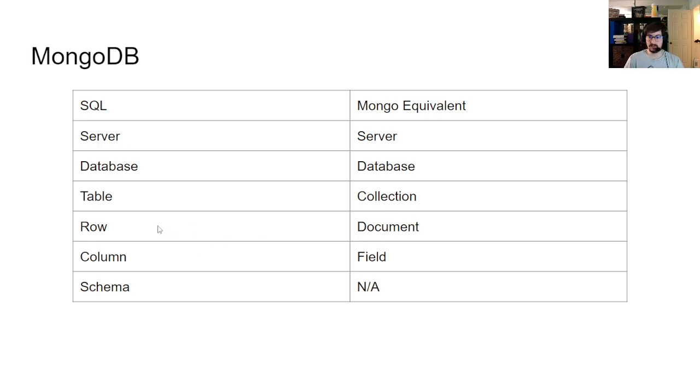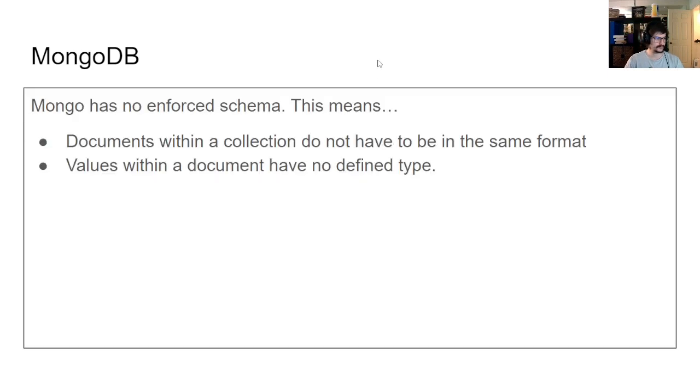In SQL, we have a row, so tables have various rows. In Mongo, we have documents. In SQL, we have columns, so the ID column, the name column. In Mongo, we have fields, because remember, these are documents, JSON documents. In SQL, we have the schema. In Mongo, we do not have a schema. Mongo has no schema. What does this mean?